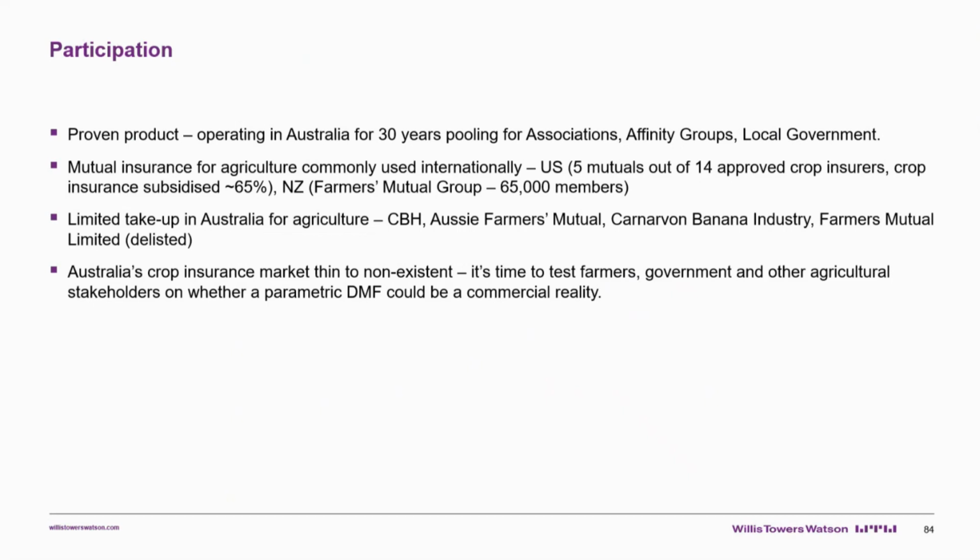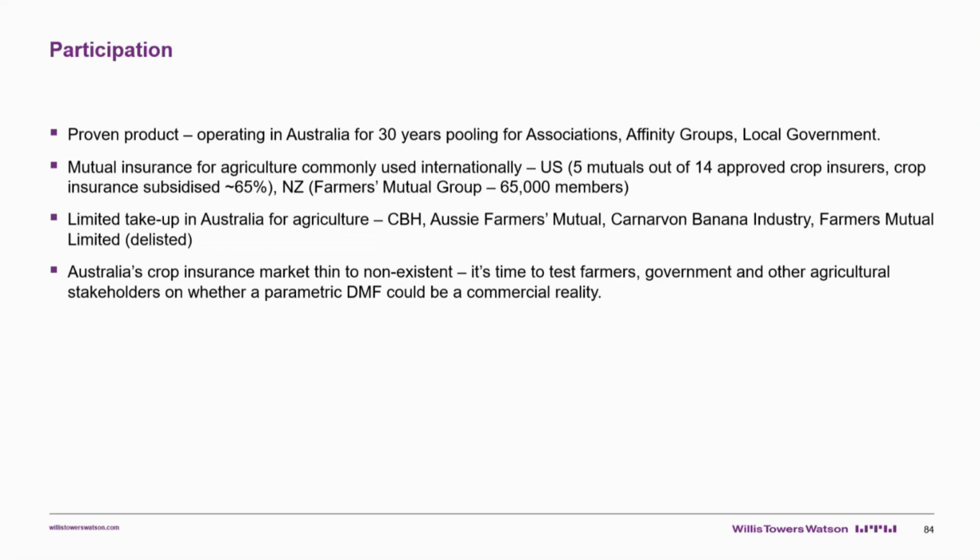Limited take-up in Australia. CBH are basically a mutual type concept apart from their corporate insurances, but they do have a receivables wheat yield type product, which is basically that type of concept. Aussie Farmers Mutual, you may have heard of, some of you might have been involved in that. I think it's still going, the old Lativo. I think that was a different sort of concept there. Carnarvon banana industry, they set that up 20 years ago. It went well, I think it's still going. And there was Farmers Mutual listed, but it became delisted. They just didn't have the capitalisation that was vital for them to build up their program.